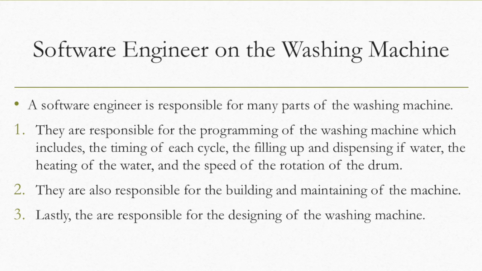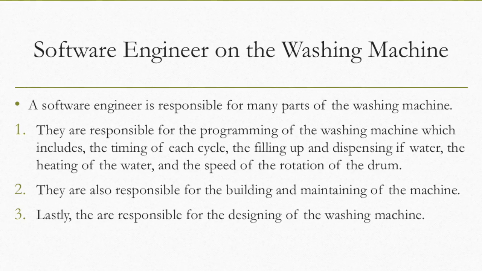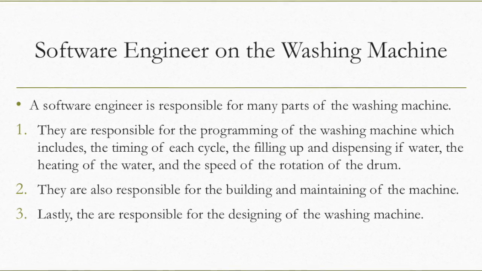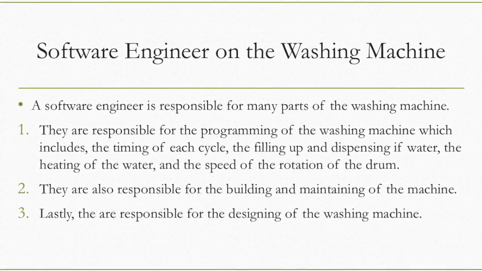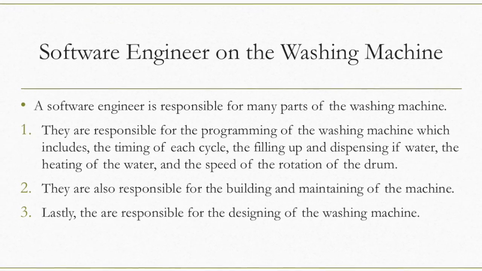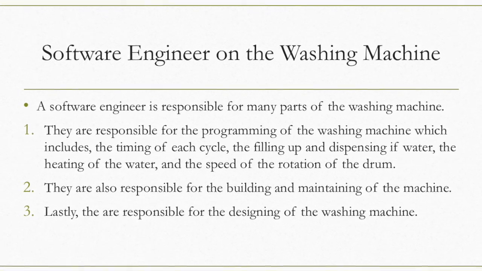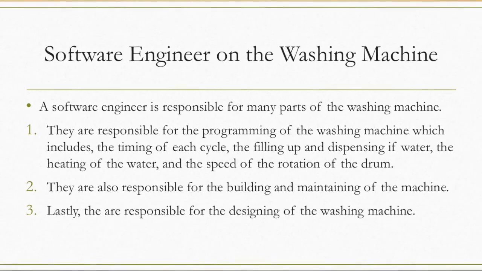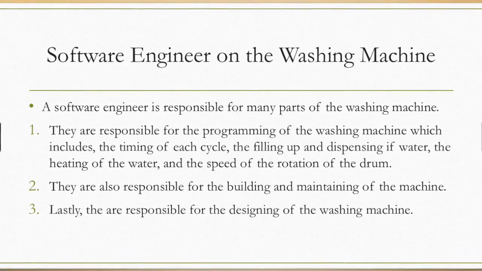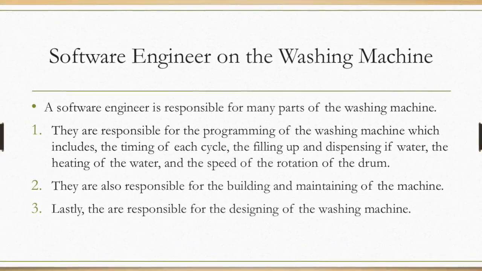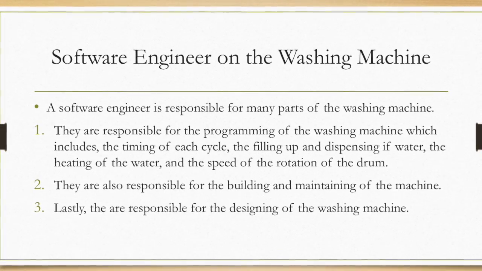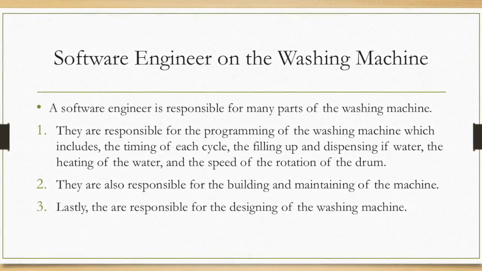The parts of a washing machine that software engineers perform are the programming of the machine. This includes the timing of each cycle, the inserting and releasing of water into the drum, the heating of the water, and the speed of the rotation of the drum. They are also responsible for building and maintenance of the machine and the design.